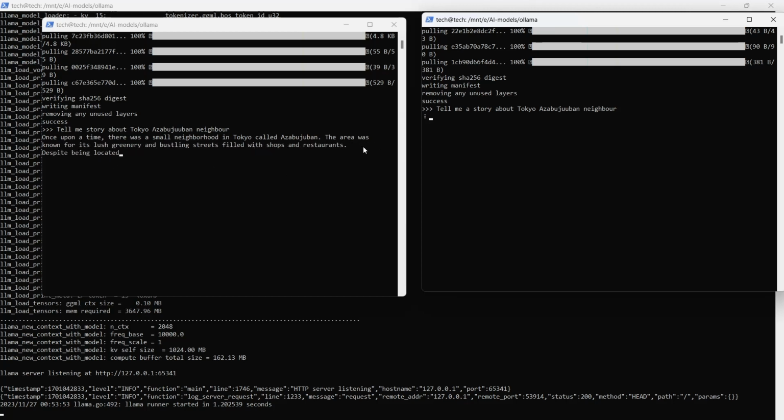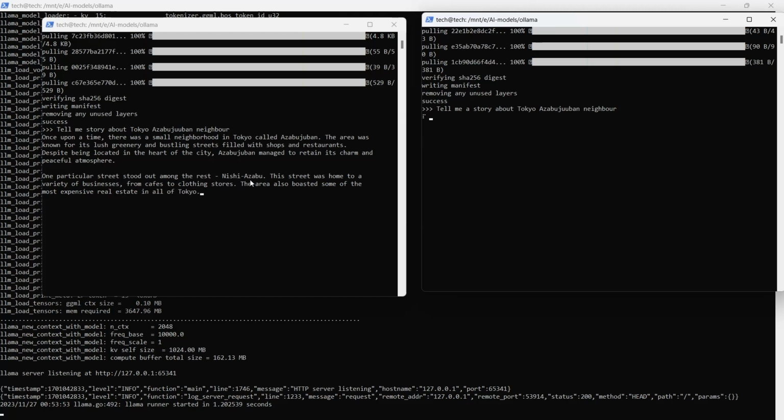Once upon a time, there was a small neighbor in Tokyo called Azabu Juban. The area was known for its lush greenery and bustling streets filled with shops and restaurants. Despite being located in the heart of the city, Azabu Juban managed to retain its charm and a peaceful atmosphere. One particular street stood out among the rest: Nishi-Azabu, a street home to a variety of businesses, from cafes to clothing stores.